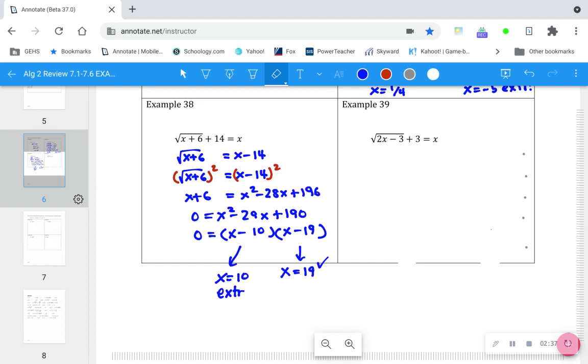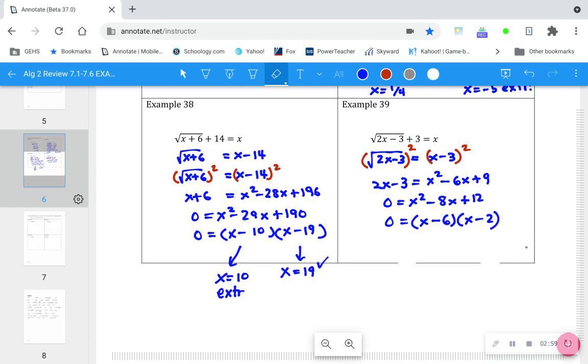Okay, number 39, we're going to isolate the radical. You'll see me take a 3 over to the other side and make a minus 3. And as soon as I'm done with that, I'm going to square both sides. That gives the trinomial x squared minus 6x plus 9, if you do that right. Take everything over to one side and factor. And then you set the factors equal to 0 and check. Here the 2 fails to check.